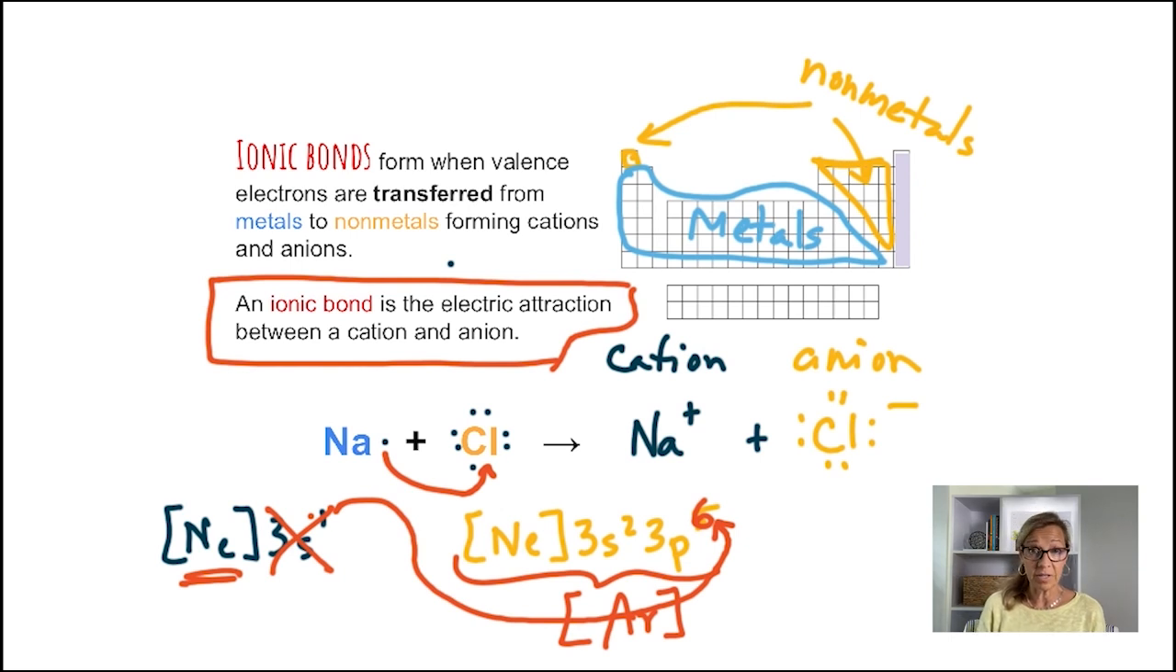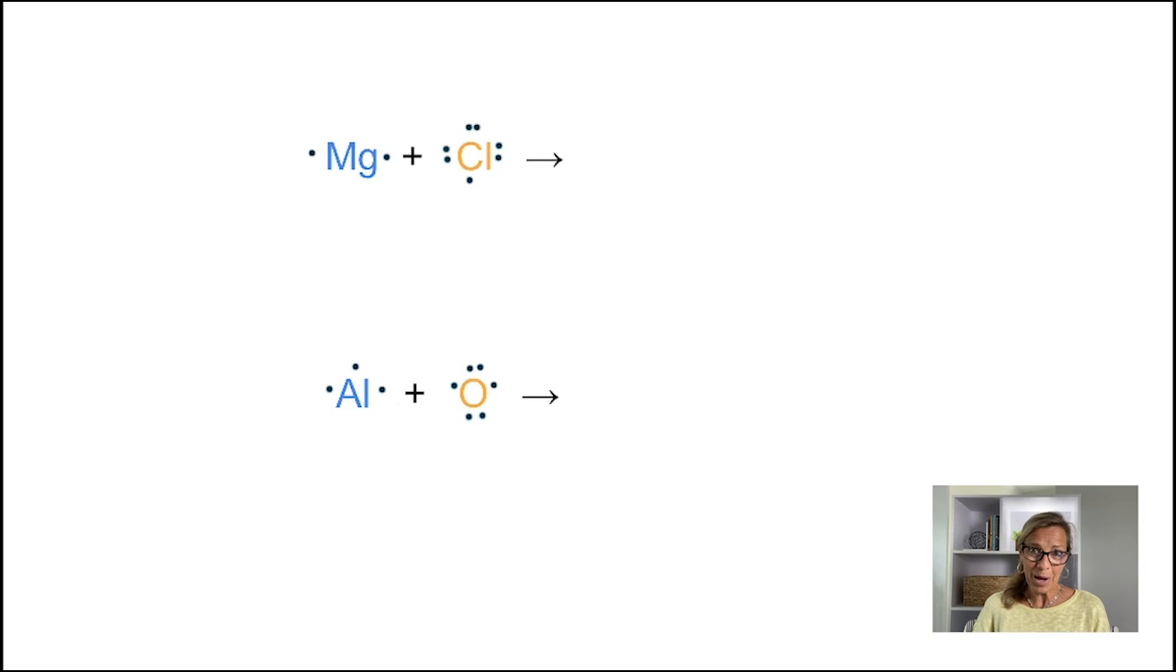Memorize that definition of an ionic bond. It's the electrical attraction between a positive and a negative particle, cations and anions. Let's do a couple more of these. You need to be able to show that electron transfer. So my metal is going to give up an electron. He's going to give up that electron right there.